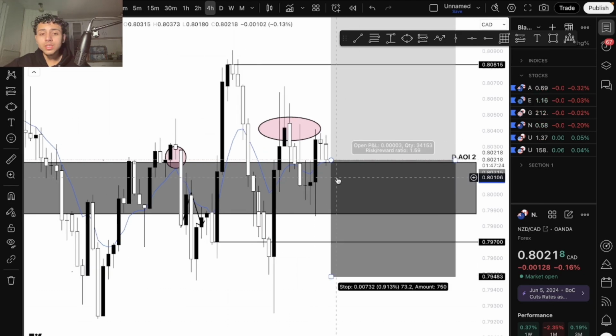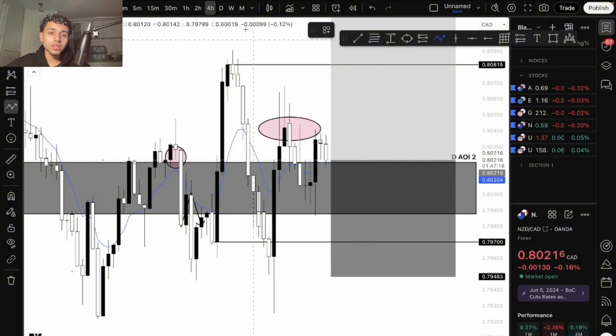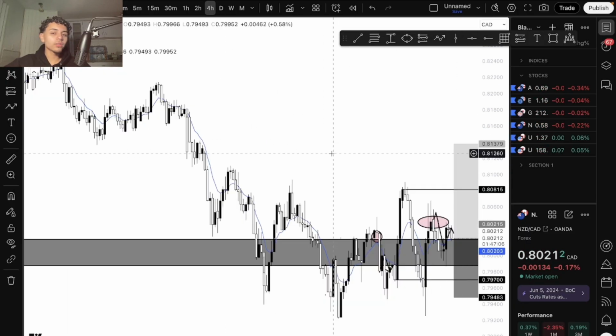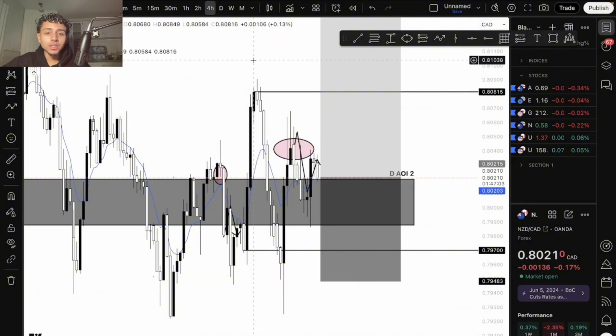So at this moment, if I don't see what I want to see, which is the daily area of interest closing here, and then the 4-hour confirmation candle, and then retesting back, I might not get into this market, even if it goes all the way up, because it's not following my rules. That's just me, and that's what I do.